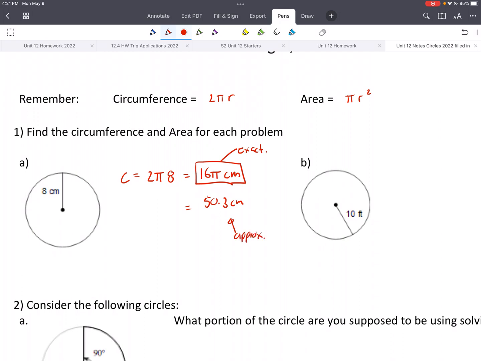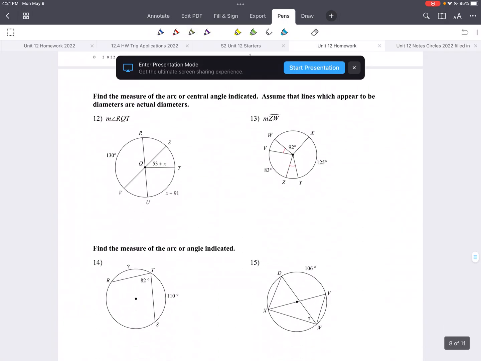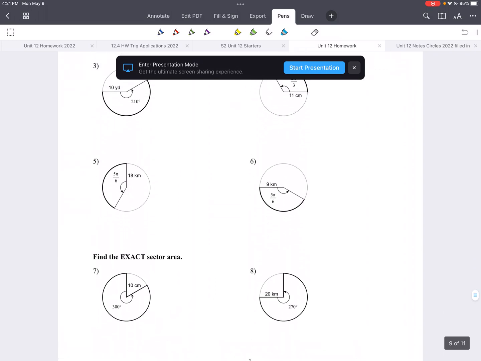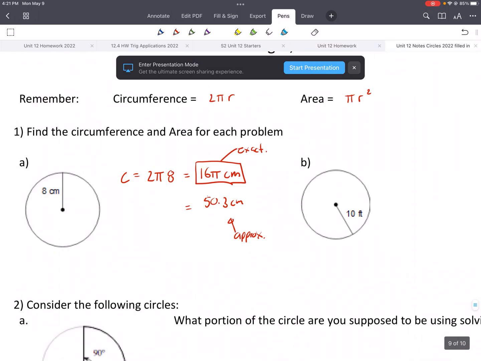Make sure you read the instructions for your homework. I think it will probably ask you to find the exact answer. I can't remember, I guess I could look really quick. Okay, so these are the homeworks. It does say exact answer. So please make sure your answers are exact.